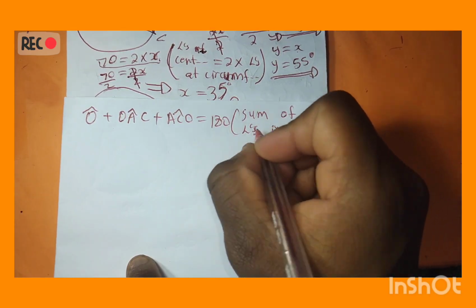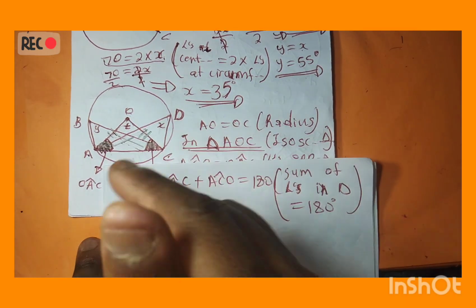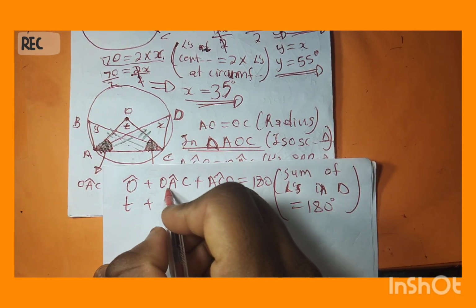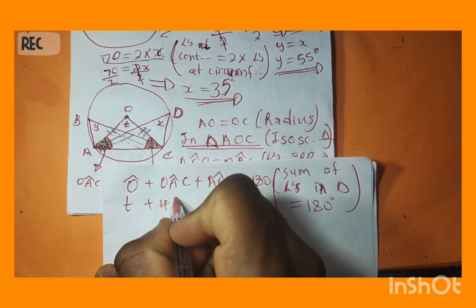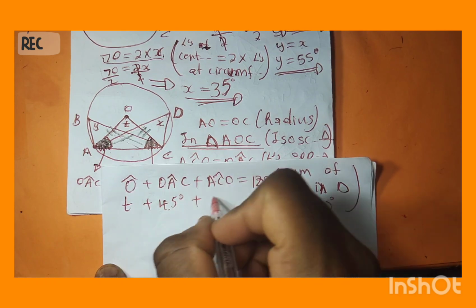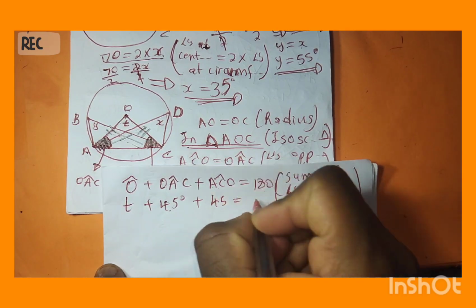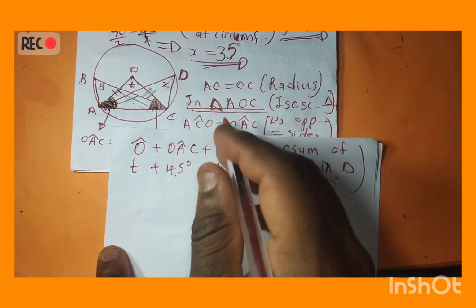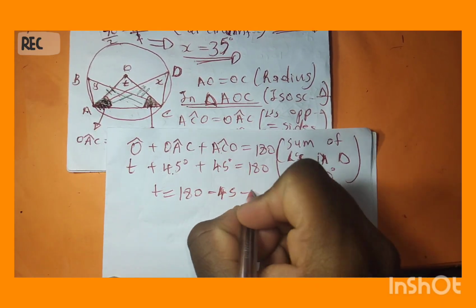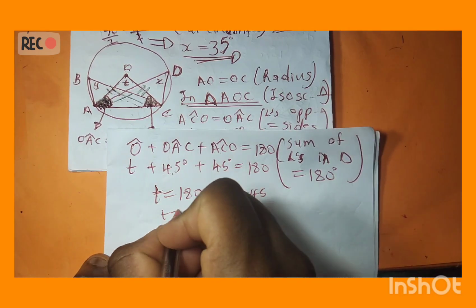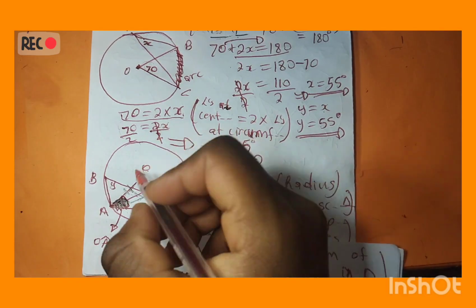Do you see? And now what I can do, guys, in that case, is substitute them. My O is t. OAC is 45, because this one I'm given. Even ACO, we just solved it, it's also 45. So now we can solve for t. Solving for t, guys, is straightforward. Take everything on one side, try to make t alone. You will find out that the value for t there will be 90 degrees. So it means that here, guys, we have 90 degrees.